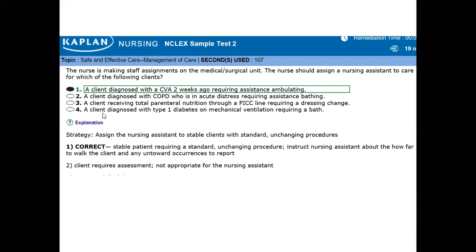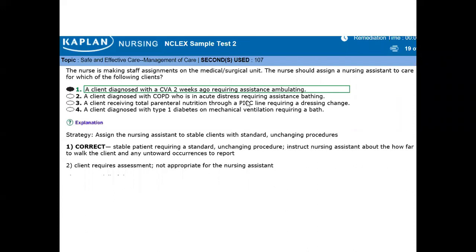And number 4, the client diagnosed with type 1 diabetes. Type 1 diabetes, it is okay, the patient is stable. But you see the second half of this says patient on mechanical ventilation. So it is skilled care, need an RN. So definitely we will not choose the CNA.